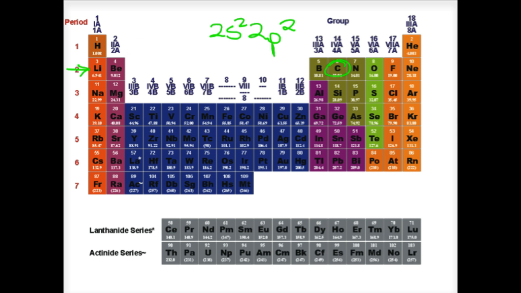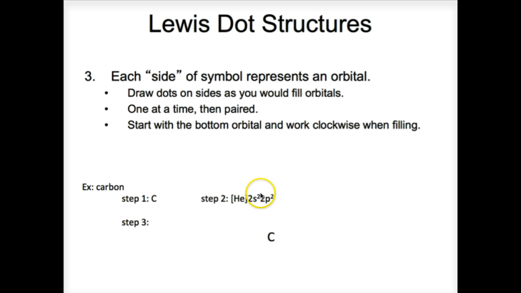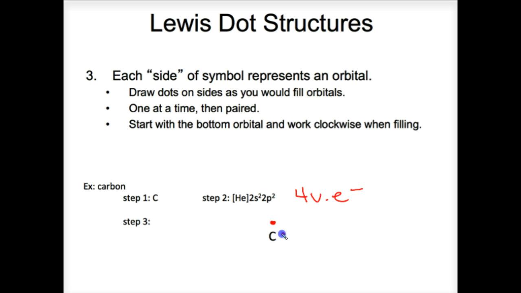And I look at the previous noble gas. My previous noble gas was helium, because remember, my noble gases are in this column. So the previous row is row 1, so I have helium, 2s2, 2p2. So if it's helium, 2s2, 2p2, that means I have a total of 4 valence electrons, because I have 2 in s and 2 in p, so 4. So I'm going to put my dots around my carbon. So I go 1, 2, 3, 4, and that's carbon, and that's how we do every single atom.